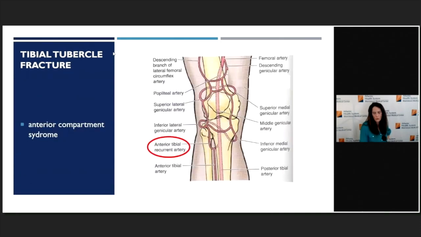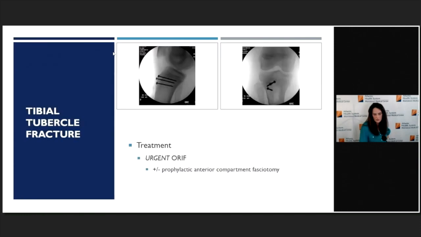And the thing to worry about or to keep in mind about this is there is a fairly high rate of compartment syndrome because the anterior tibial artery lies right over the top of the spike of the tibial tubercle. So when it lifts up, it can tear that artery and cause bleeding. So the treatment of this, because of that, in my hands, it's fairly urgent surgery. They're admitted to the hospital, and it's usually done within several hours.